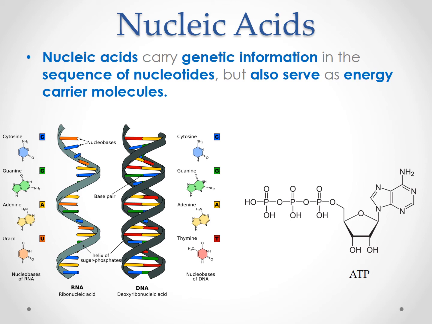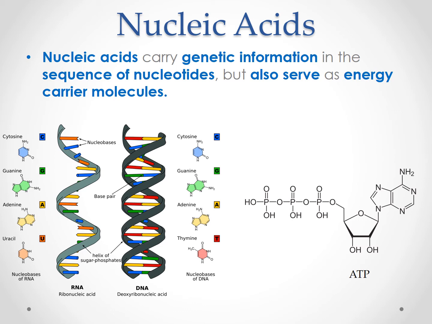Now, nucleic acids, we know that they carry the genetic information. So we know this with RNA and DNA. But something you may not know is that nucleic acids are really important in serving as energy molecules inside the cell. So you can see that here on the right side, this is ATP, that stands for adenosine triphosphate. So this is a modified adenine base. And this is the primary energy currency found in the cell.